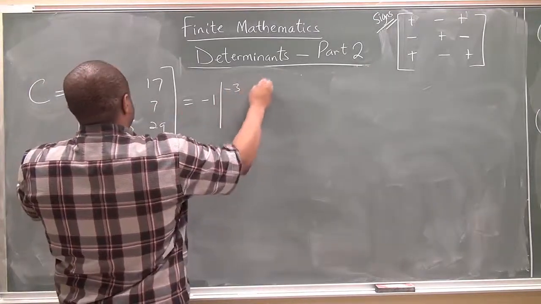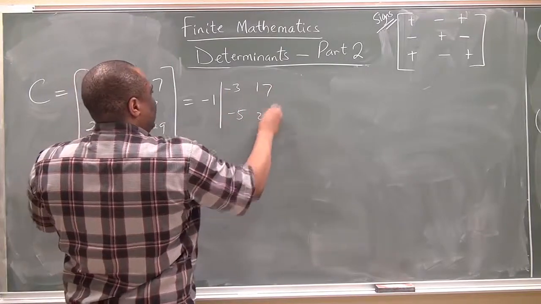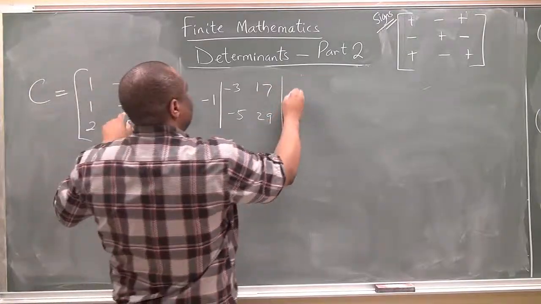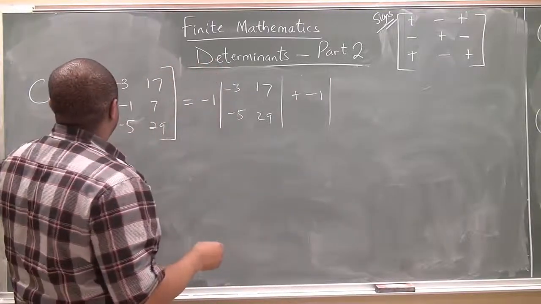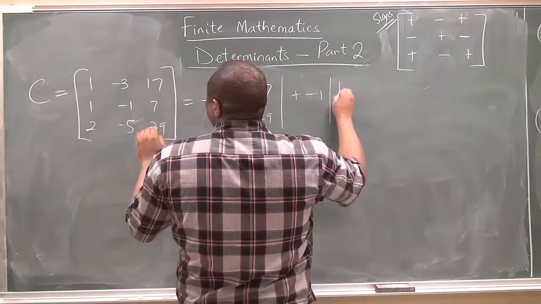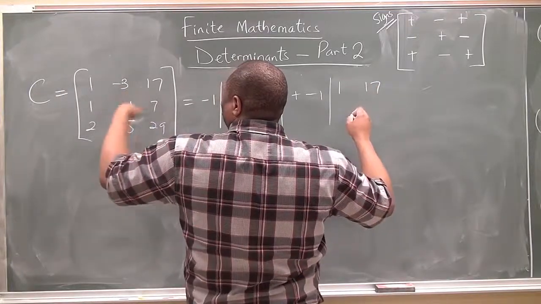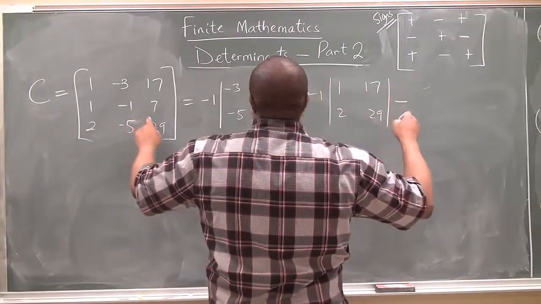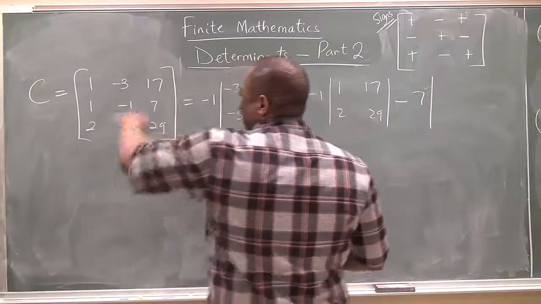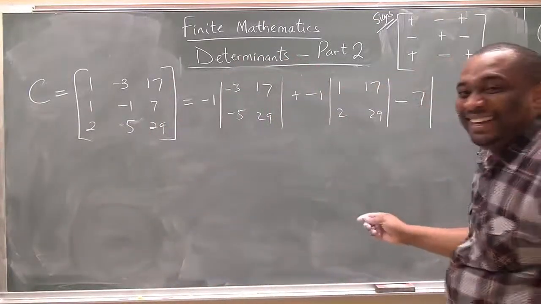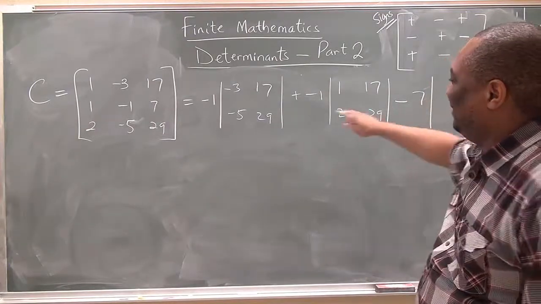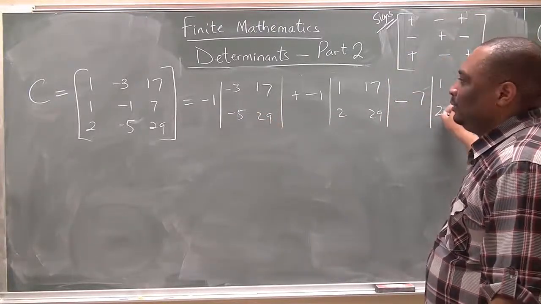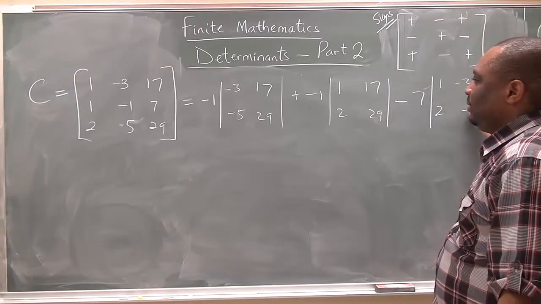I have -3, 17. -5, 29. Then I have plus here in the middle. So this is +(-1). Bam, bam, bam. That would be 1, 17. And 2, 29. Okay, then minus here. -7 here. Bam, bam. Do you like the bam, bam? -7. Okay, that would be 1, 2, -3, -5.